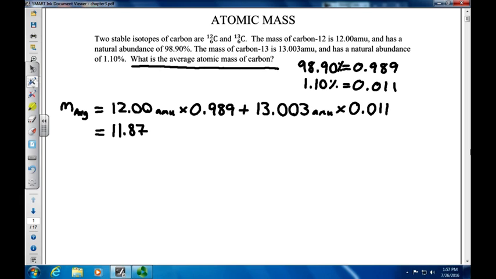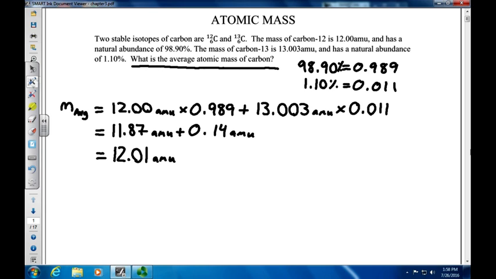11.87 AMUs plus 0.14 AMUs. Then you just combine like terms, you add them together. Once you've summed them up, it becomes clear that the average mass is 12.01 AMU.